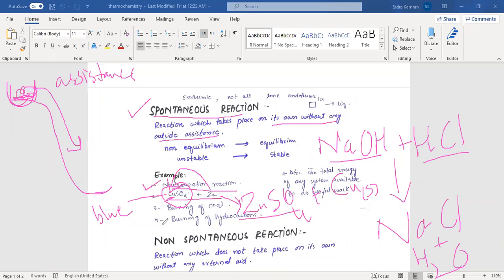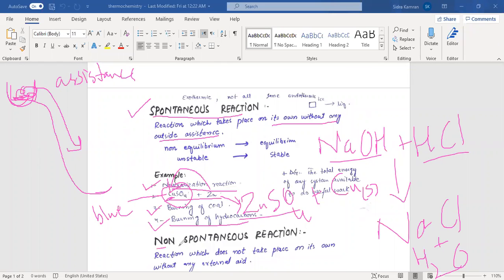If we talk about some examples in which you need energy to be provided at the start, for example, burning of coal. If you want to burn coal, at the start you need to ignite the reaction, with a matchstick. But once you start the reaction, you do not need to provide further heat. Just once you have to ignite it, after that the burning of coal will be spontaneous. In the same way, if you are burning hydrocarbons, at the start you just need to provide a little bit of heat. After that, the reaction takes place spontaneously.